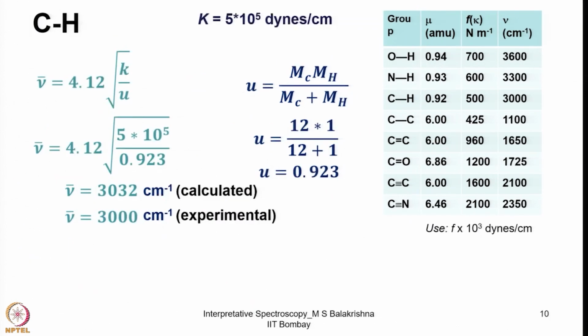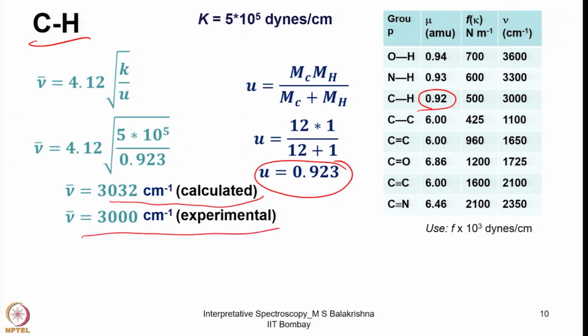So let me take another example, the CH bond here. If you consider carbon atomic weight as 12 and hydrogen as 1, and put it here, what you get is 0.923 for CH. This is the same value I have listed here. Then if you apply this equation, the calculated value is 3032 centimeter minus 1, but the experimental one is 3000 centimeter minus 1. So this is the one calculated from this equation.